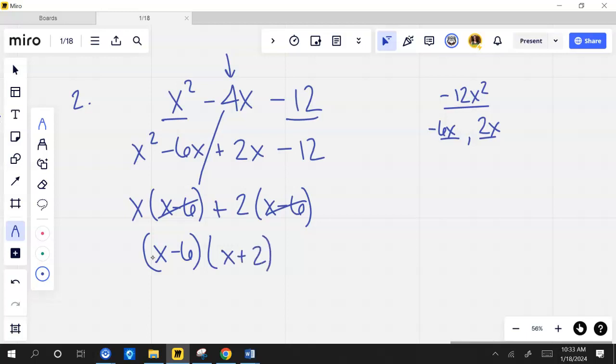Students always ask, does it matter the order that you put these in? No, it does not. You could have flipped these up and had them in a different order. At the end, you would have ended up with x plus 2 times x minus 6. But it's exactly the same thing because multiplication is commutative, right? I can do it in any order I want to.